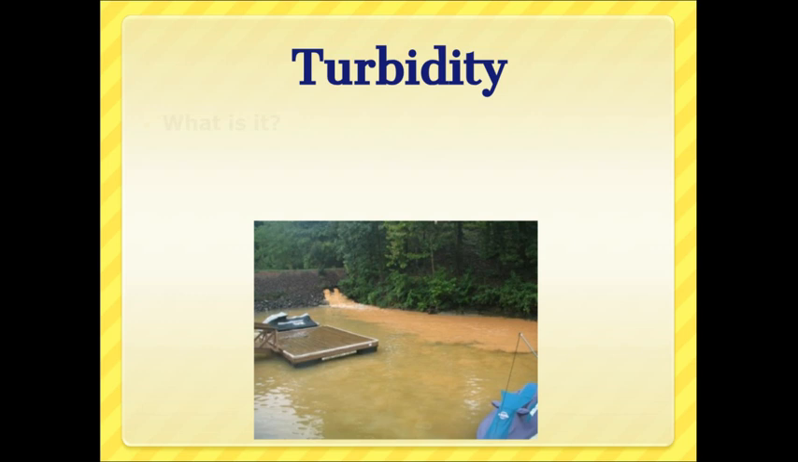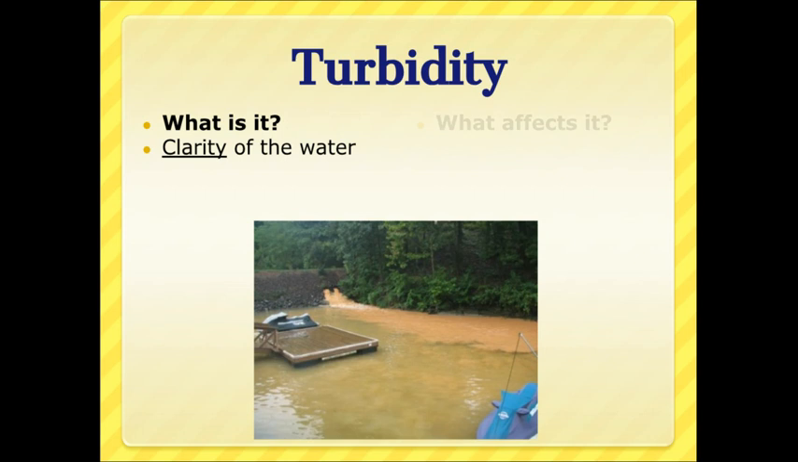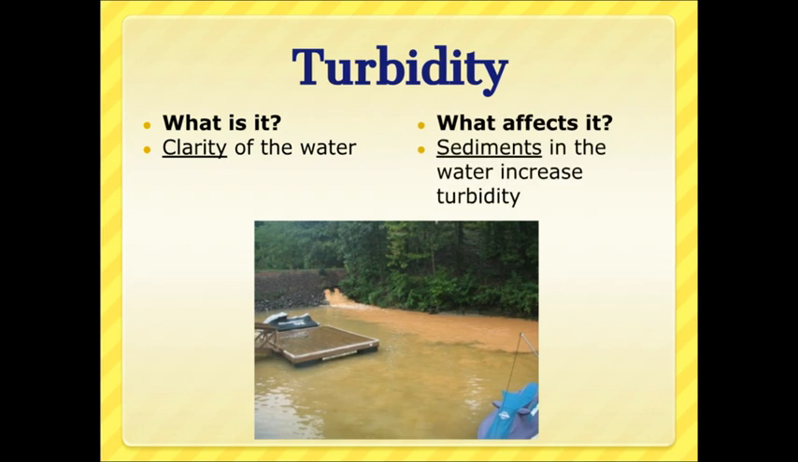The last indicator of water quality we're going to talk about is turbidity. Turbidity is very simply the clarity of the water. If you look in this picture, you can see a lot of runoff pouring into the water, which is increasing the sediment in the water. As the sediments in the water increase, the water becomes more turbid, or more unclear.